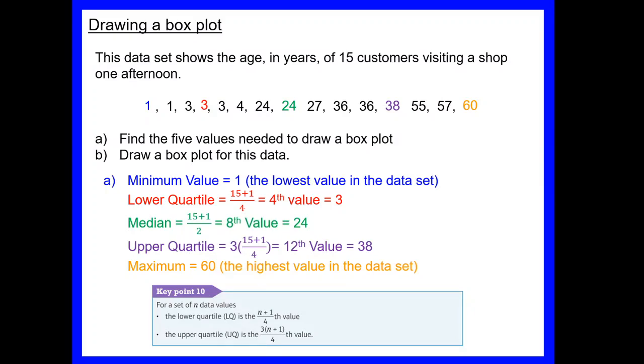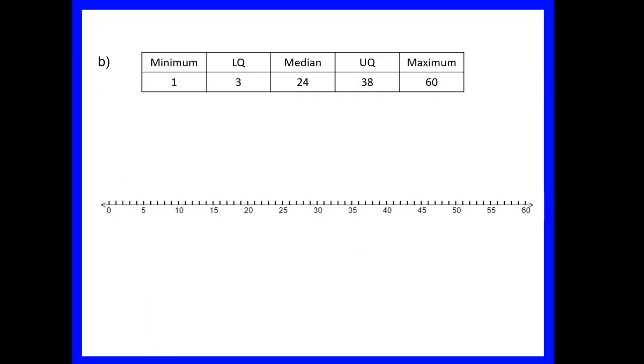Okay, so that was part A then, finding the 5 values we need. Now we've got those values, we should be able to draw our box plot. So I've just put those values into a table just to make it easy for me to see. So first then we need a scale. So our minimum was 1, our maximum 60. So I need a scale that goes between at least 1 and 60. So I've gone from 0 to 60. Again, I've used 1 line per number for this one, but it's up to you what scale you use.